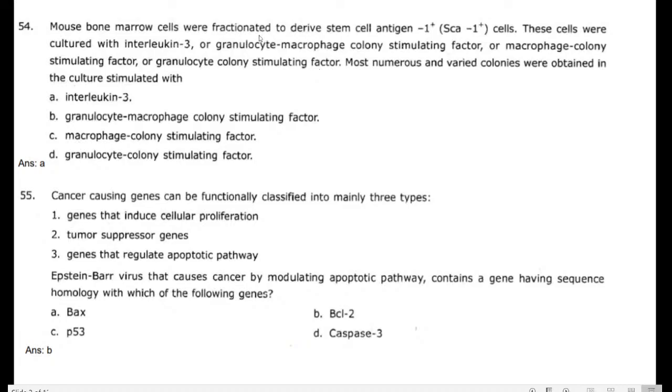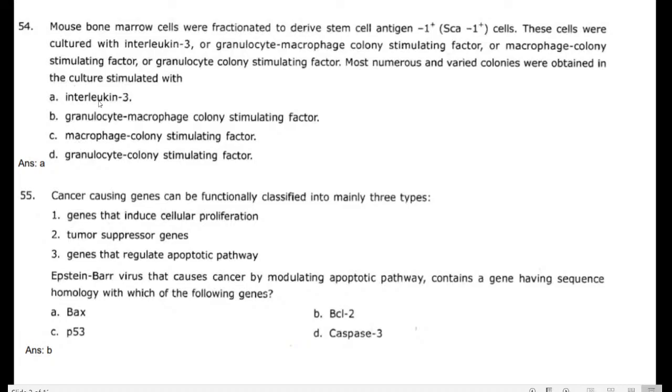Four compounds are added: interleukin 3, granulocyte macrophage colony stimulating factor, macrophage colony stimulating factor, or granulocyte colony stimulating factor. The most numerous and varied colonies were obtained in the culture stimulated with interleukin 3.